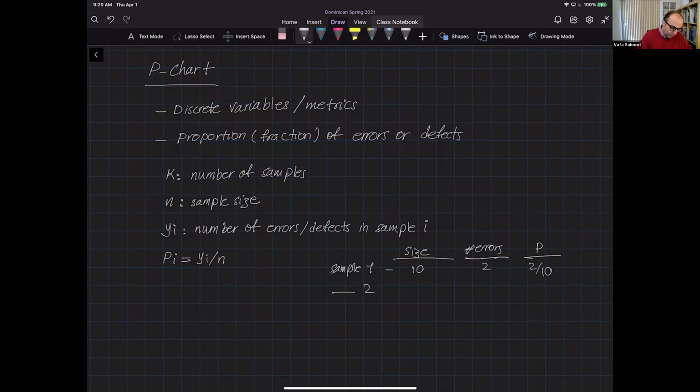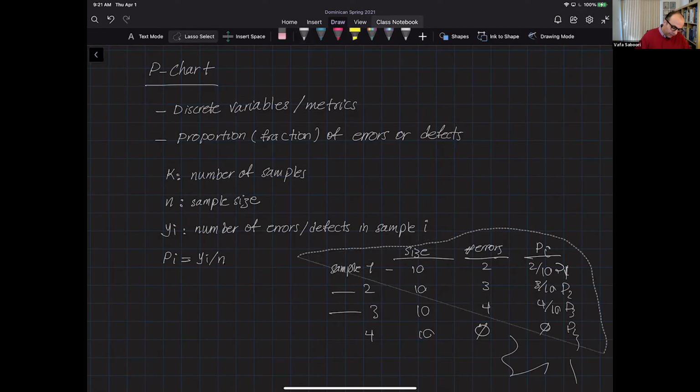In sample 2, again, size is 10. I have 3 errors, so it's going to be 3 over 10. Sample 3, again, 10. I have 4 errors, 4/10. Sample 4, again, 10. I don't have any errors, so this is going to be 0, and so on and so forth. So this is basically how this y and p work. This is going to be my p1, p2, p3, p4, all the way, and this is my pi. Okay, so far so good.